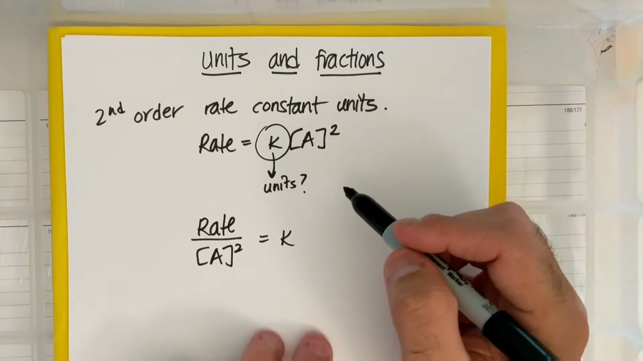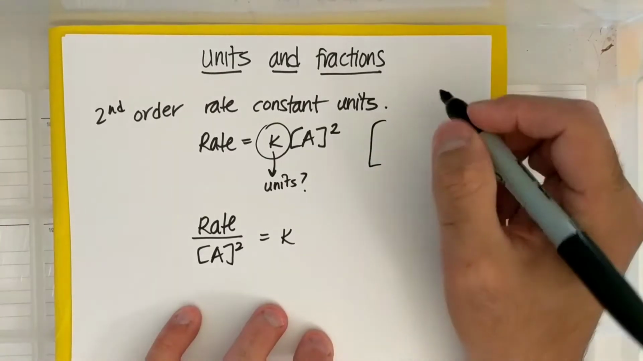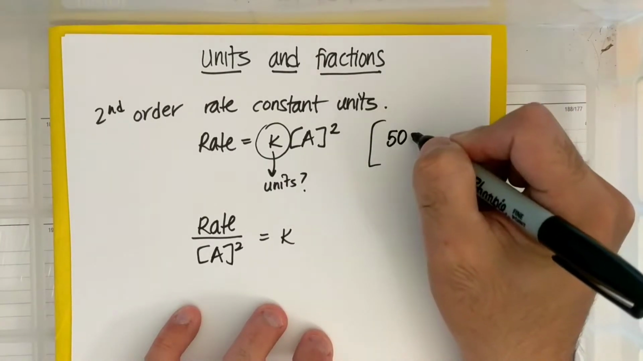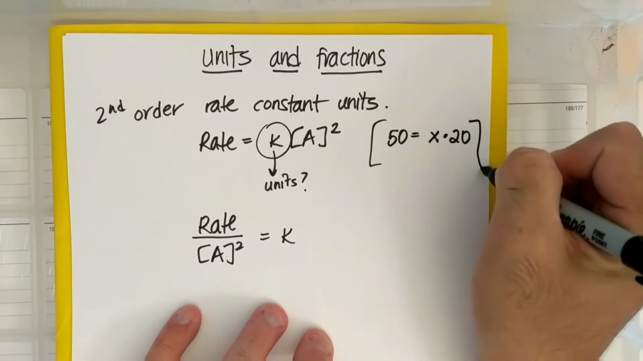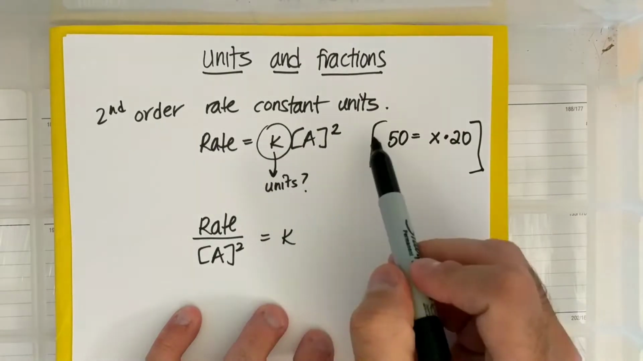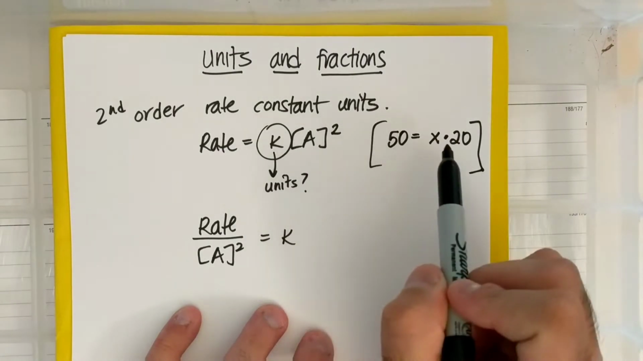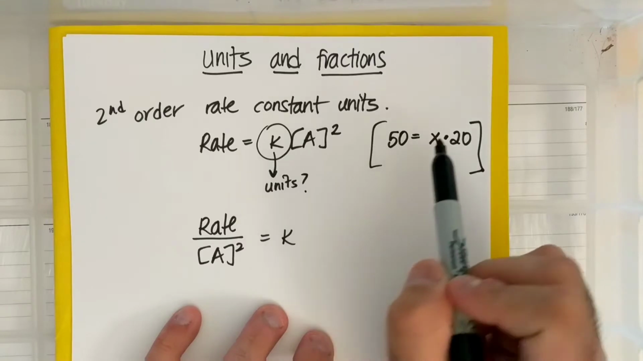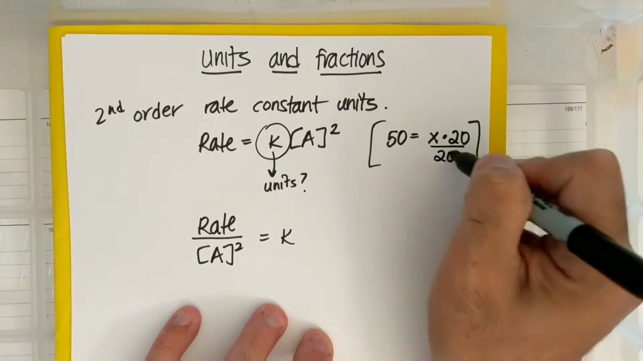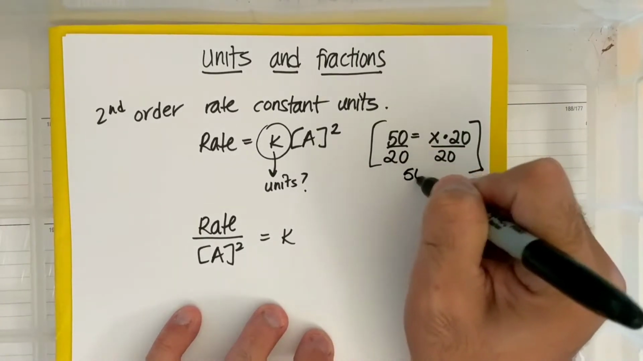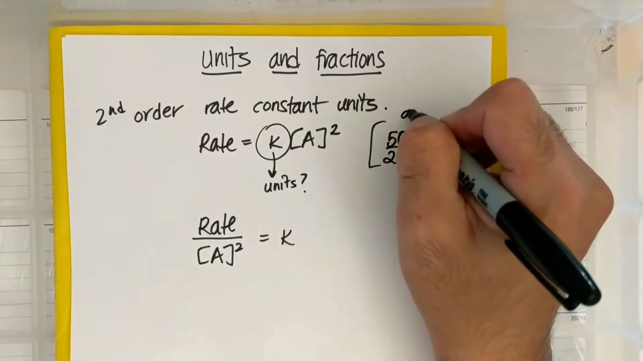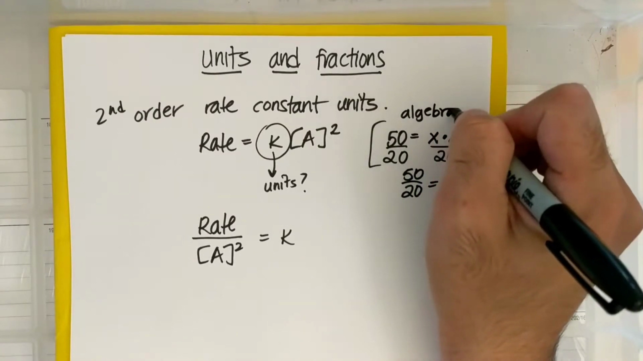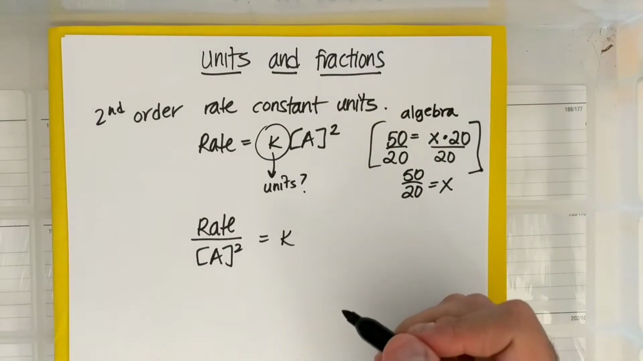This has to do with algebra. Just as an aside, if I had 50 equals x times 20, so let's say 50 was my rate and my A squared was my 20. If I wanted to solve for x, what do I do? I divide both sides by 20, and I get 50 over 20 equals x. Well, this is algebra. So if you need some help on algebra or rearranging equations, let me know if I need to post another video or we can have some practice with doing that.